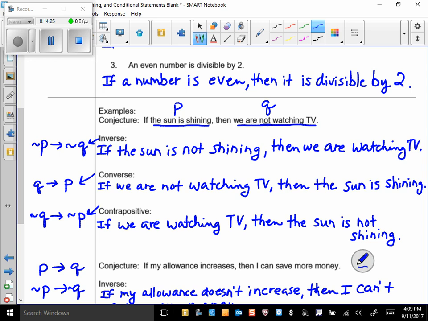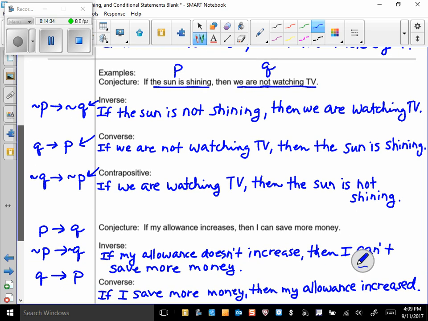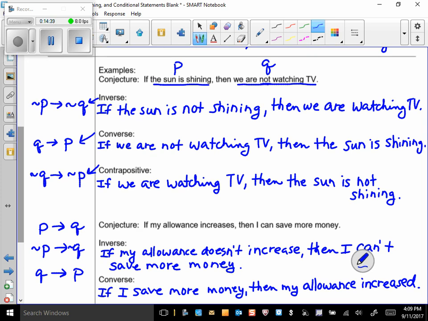And we have our conjecture here that if the sun is shining, then we are not watching TV. Okay, I think I did the inverse, so let's go look at the converse. The converse, I just switched the hypothesis and conclusion, and so it would read, if we are not watching TV, then the sun is shining. And finally, the contrapositive, I have to negate the conclusion, and I have to negate the hypothesis, and then I switch them. So the contrapositive would say, if we are watching TV, then the sun is not shining.